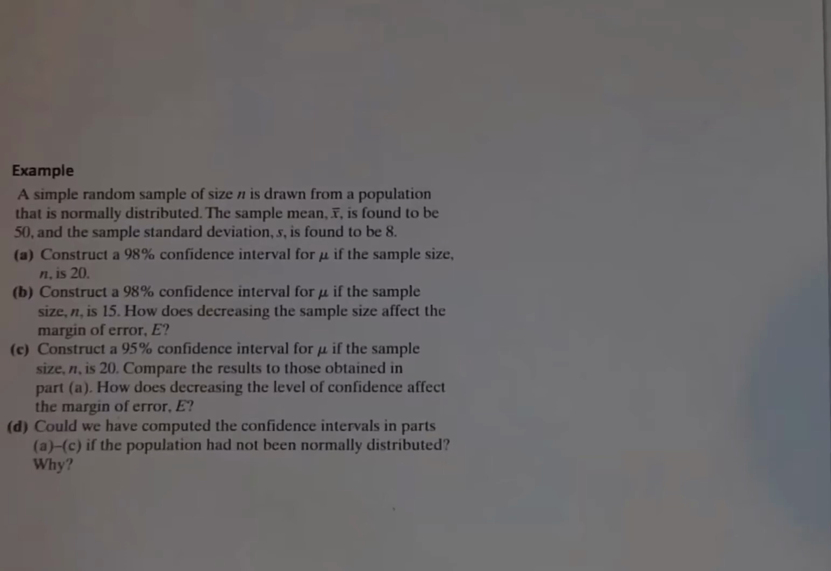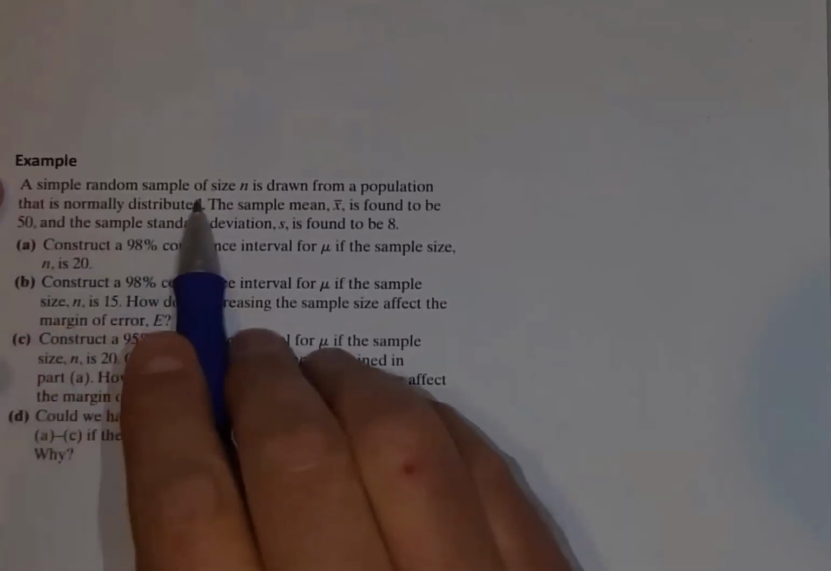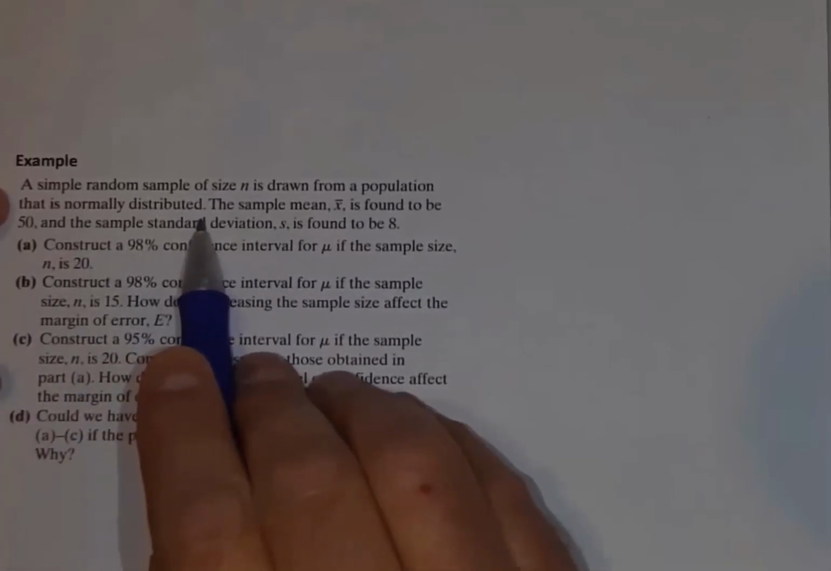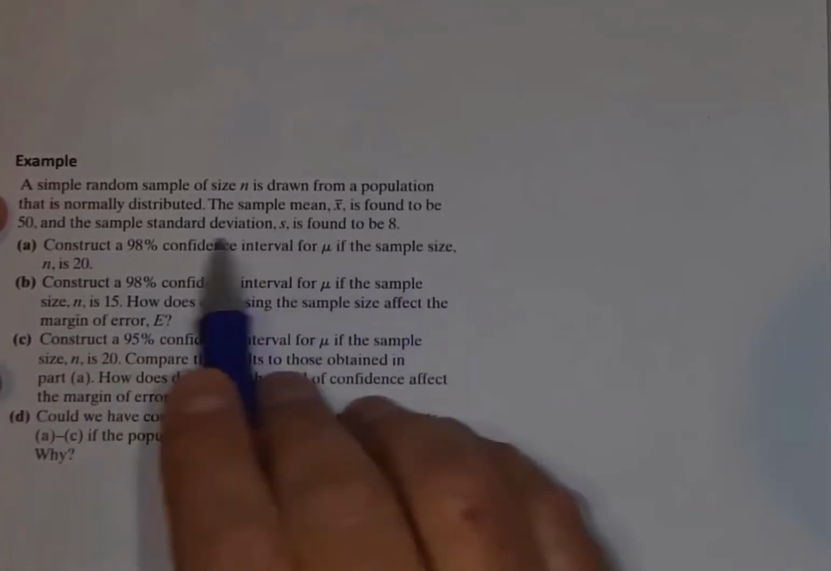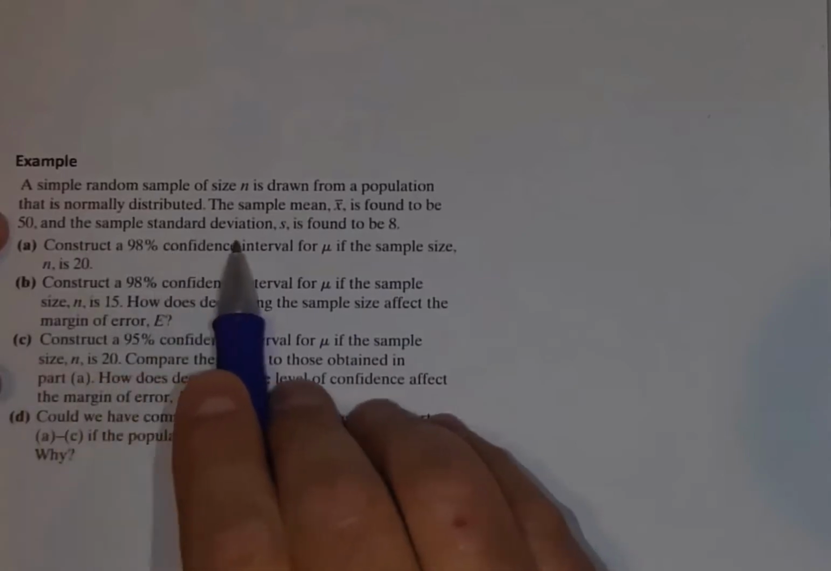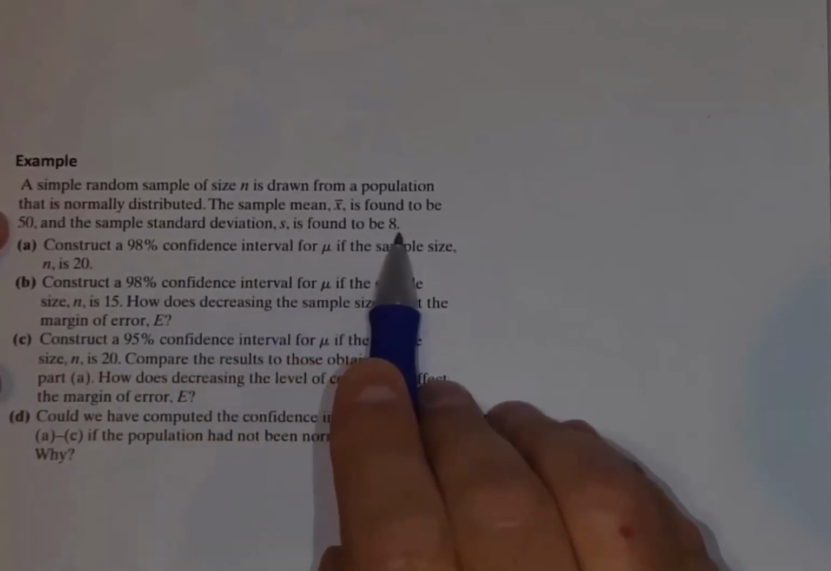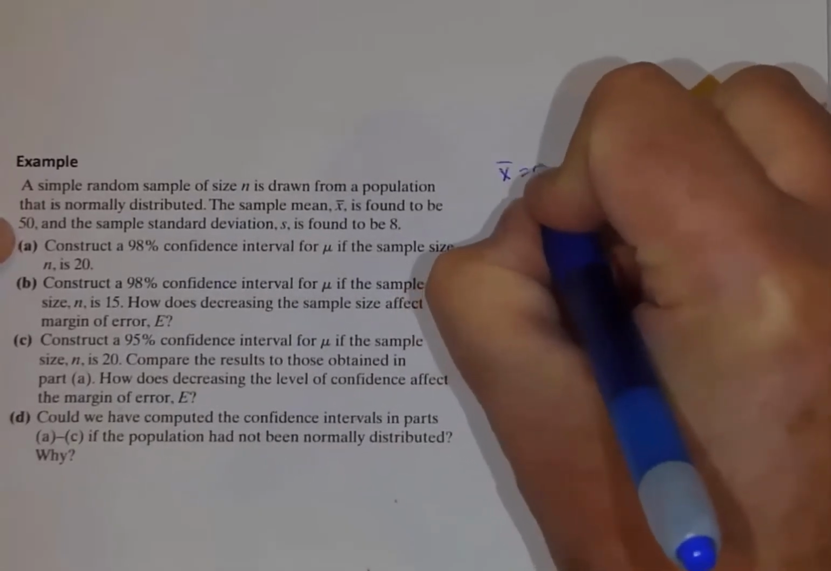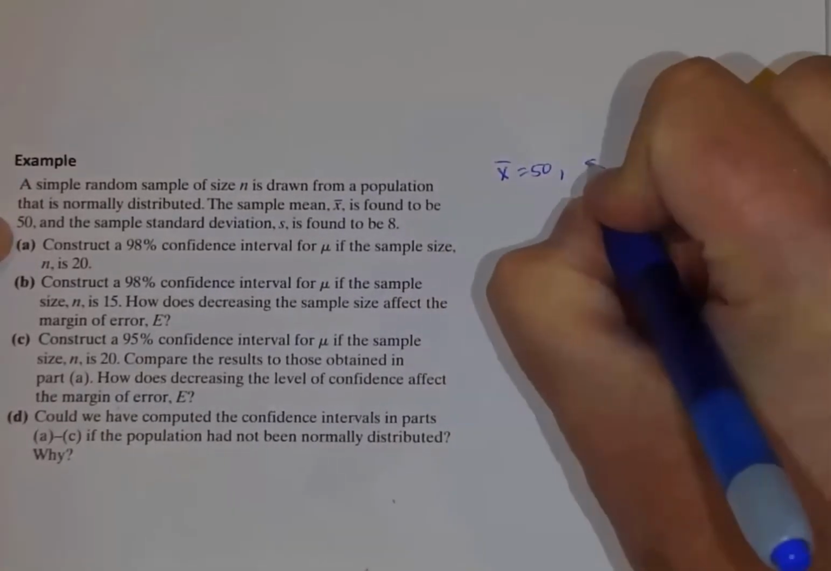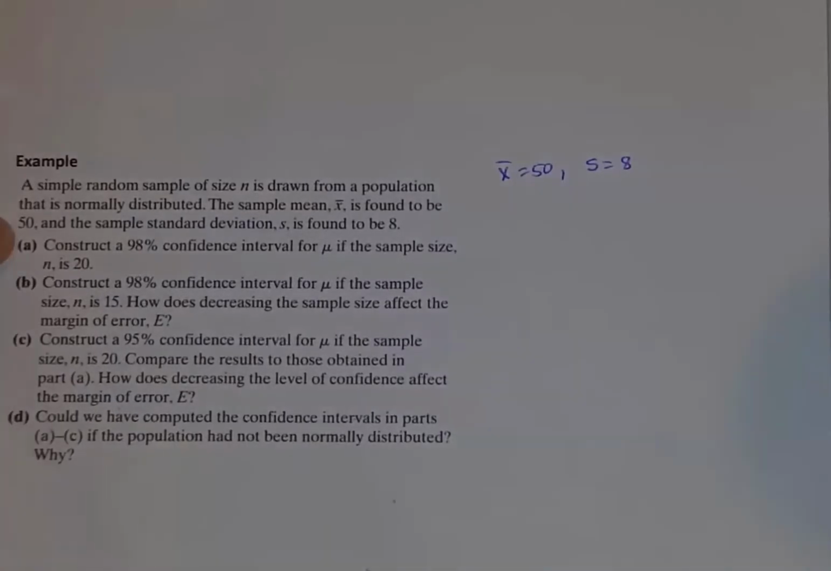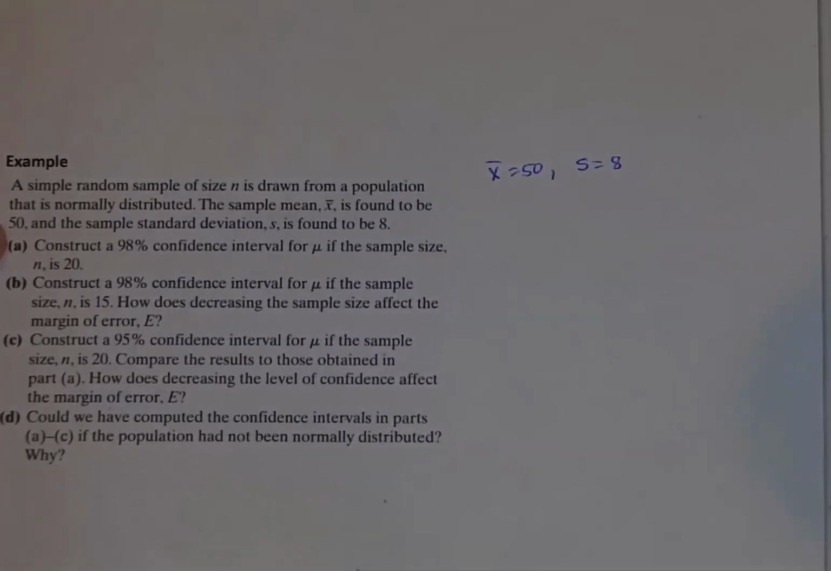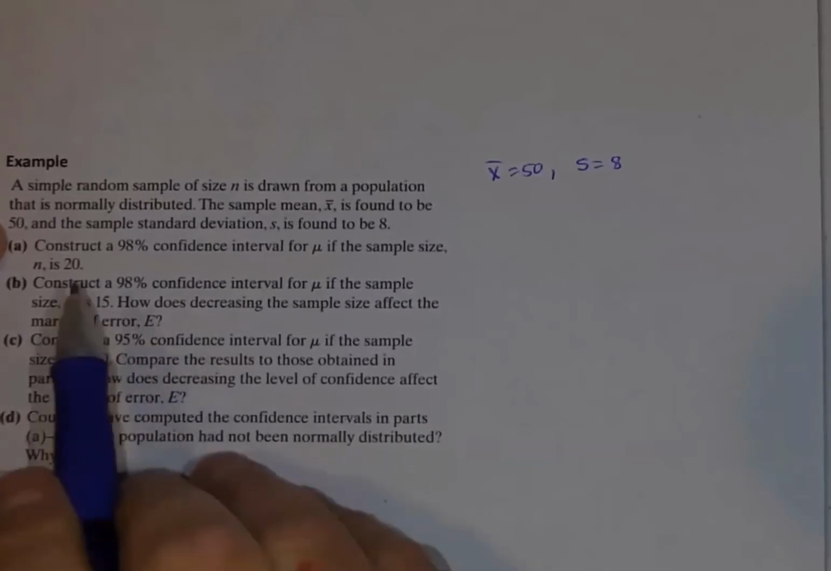Take a look at this example. A simple random sample of size n is drawn from a population that's normally distributed. The sample mean x bar is found to be 50, and the sample standard deviation s is found to be 8. So we're told that x bar equals 50, and we're told that s equals 8. Now, this is kind of a concept question. You're kind of exploring what happens as we change things.